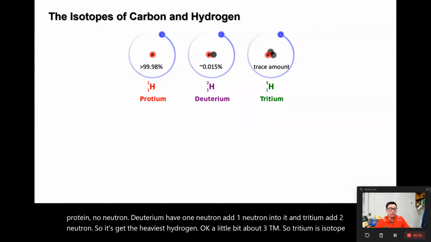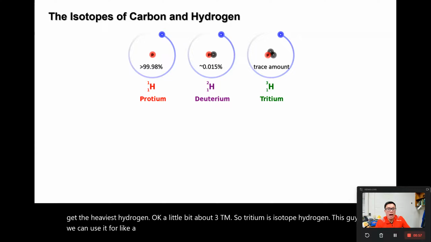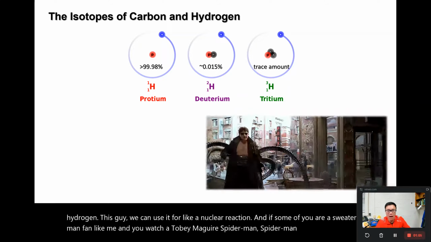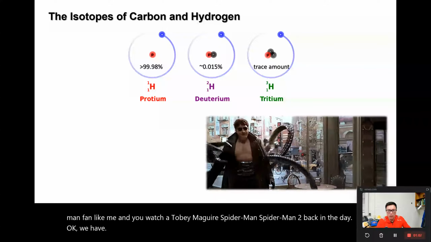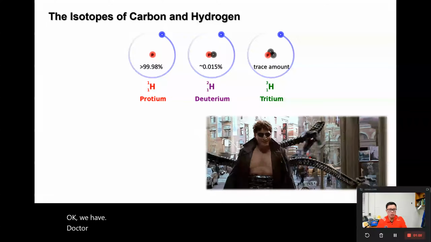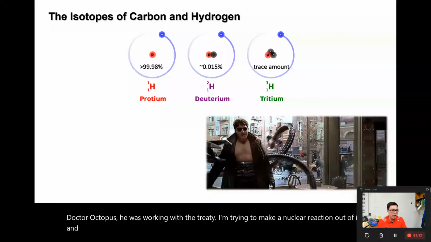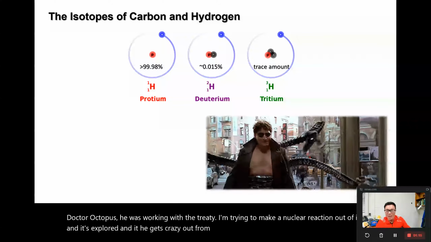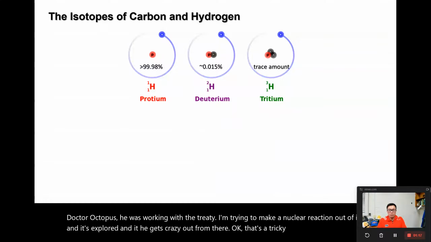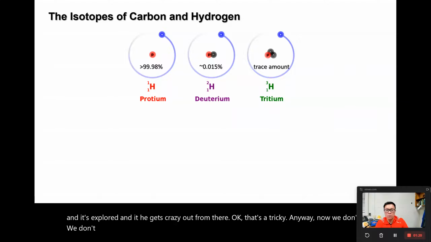This guy, we can use it for a nuclear reaction. And if some of you are a Spider-Man fan like me, and you watched the Tobey Maguire Spider-Man 2 back in the day, we have Dr. Octopus. He was working with tritium, trying to make a nuclear reaction out of it, and it exploded, and he went crazy from that. Okay, that's tritium.